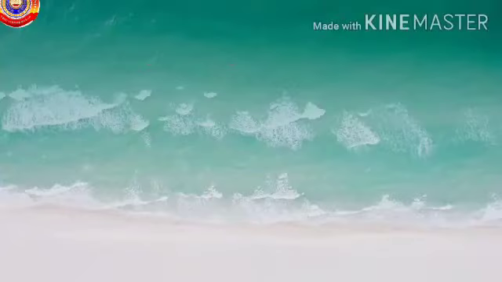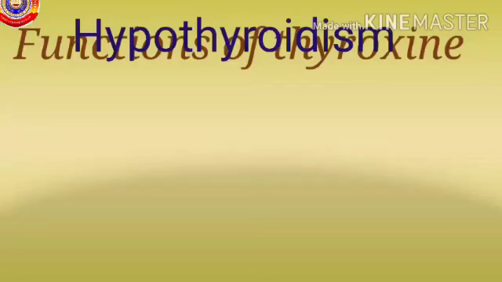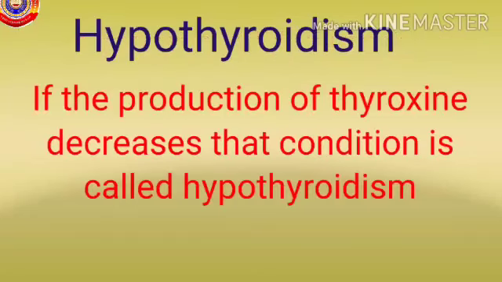Functions of thyroxine are: increases energy production, raises the rate of metabolic activities, accelerates the growth and development of the brain in the fetal stage and infancy, and regulates growth in children. Hypothyroidism is a condition in which the production of thyroxine decreases.